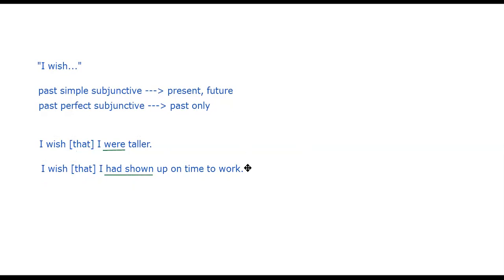So that's another way to use the past simple and past perfect subjunctive. After "wish"... what about "I hope I were taller"? Is it possible? No, you wouldn't use the past subjunctive like that. It's not possible to do it that way.